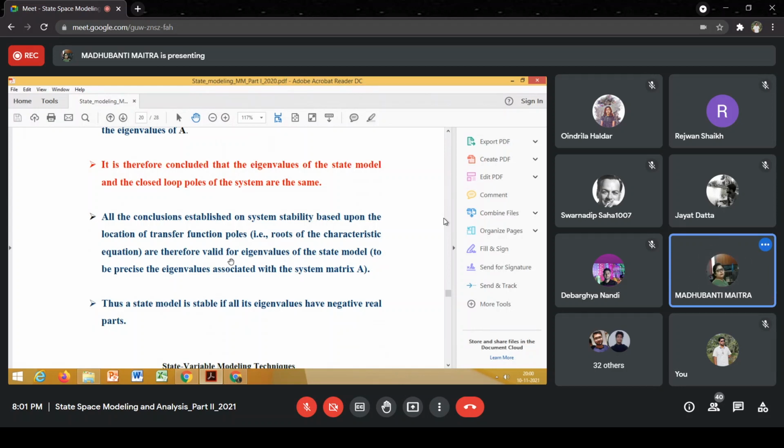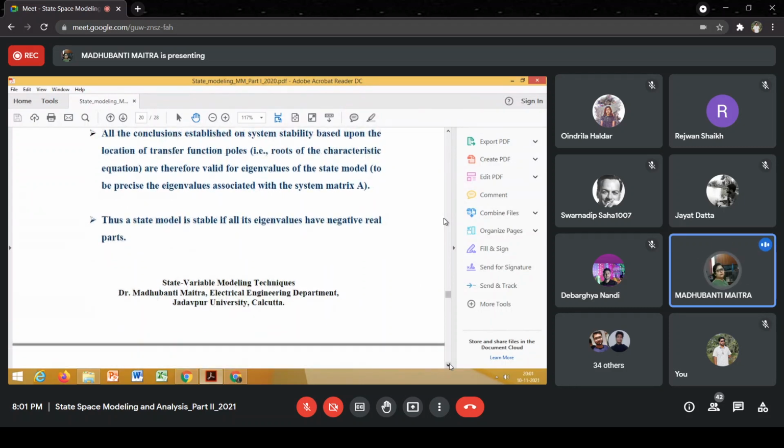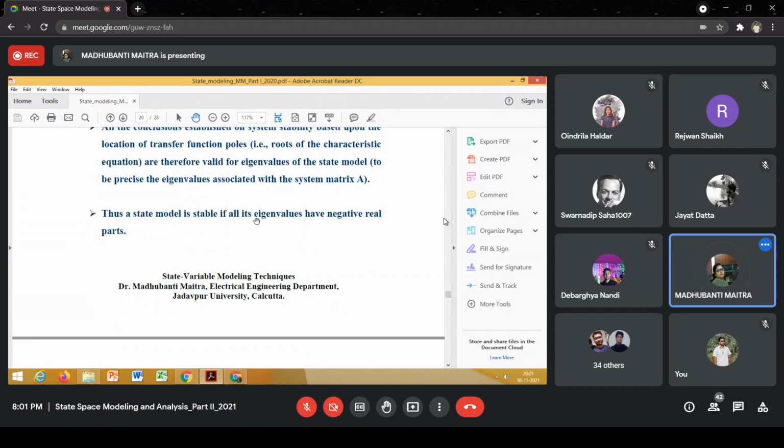That means we can say that if all the eigenvalues of the system matrix A lie in the left half of the S-plane, then the system will be a stable one. And even if one single eigenvalue lies in the right half of the S-plane, then the system will be an unstable one, and so on and so forth. So thus a state model is stable if all its eigenvalues have negative real parts.